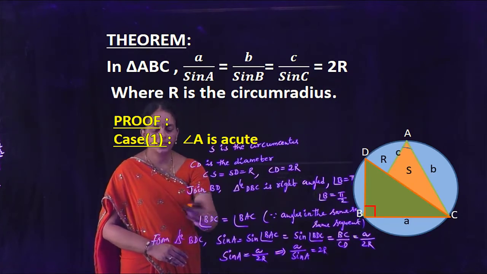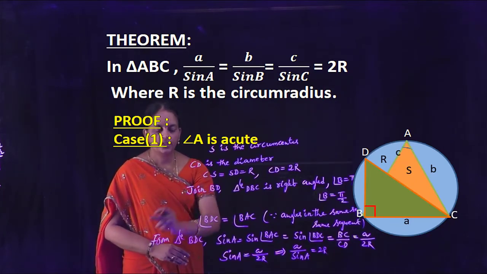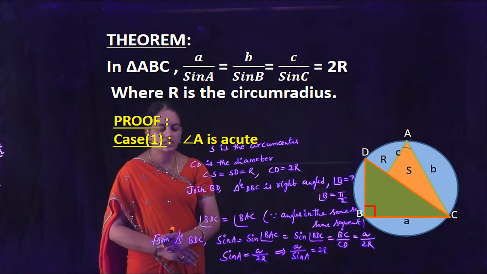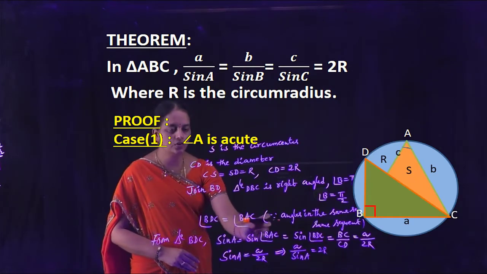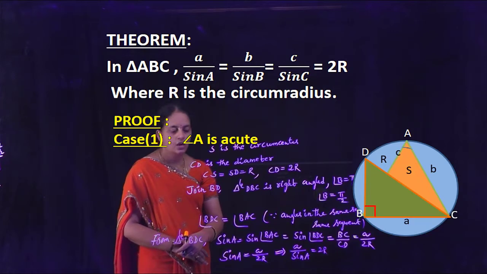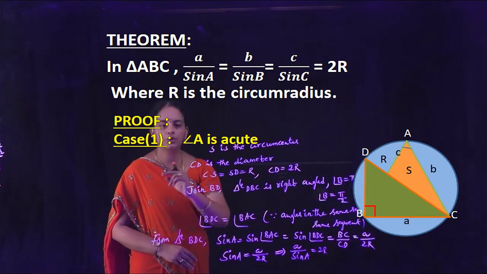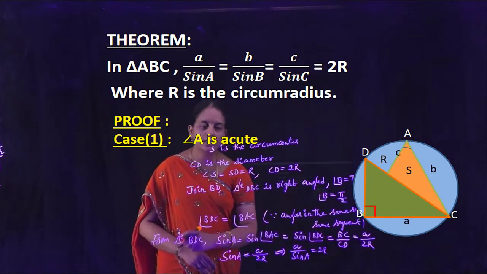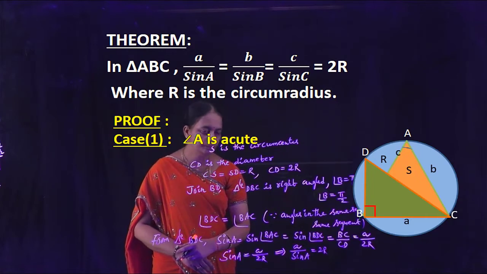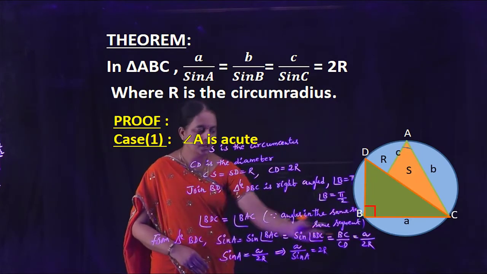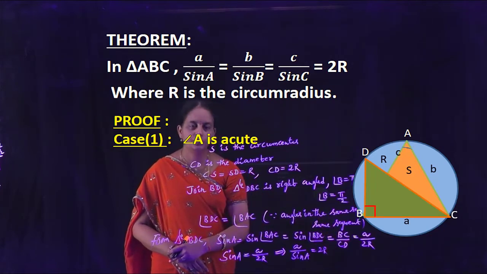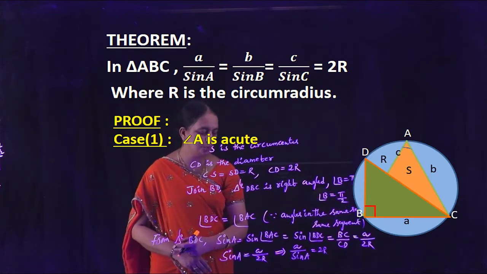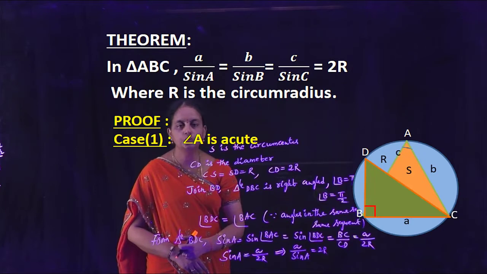So, from triangle BDC, we can apply trigonometric ratios, since that is a right angle triangle. Now, we want to find the value of sin A. So sin A is equal to sin of angle BAC. Already we know that angle BAC is equal to angle BDC. So sin of angle BAC is equal to sin of angle BDC, which is equal to opposite side by hypotenuse, that means BC by CD. We know that BC is equal to small a and CD means diameter, that is 2R.